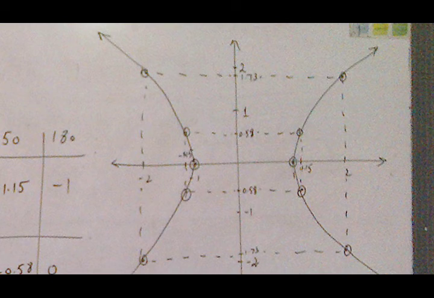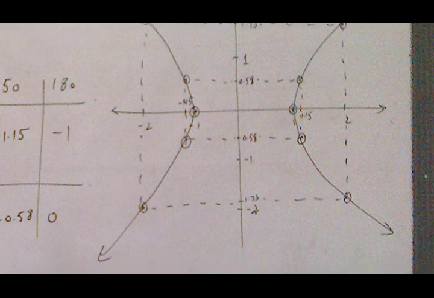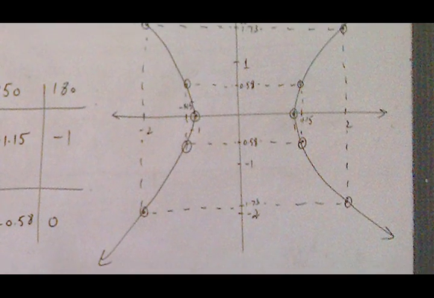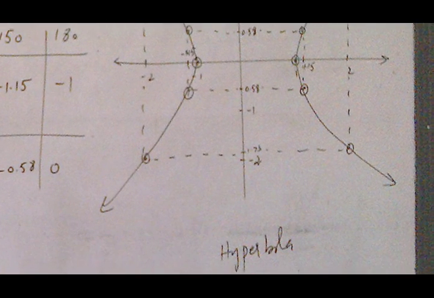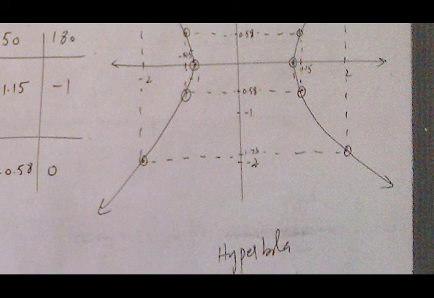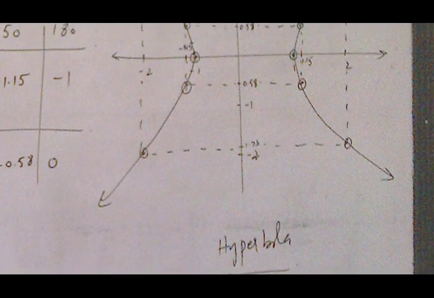And this is called a hyperbola. We draw all these points except the infinity. The arrow shows it moves toward infinity.